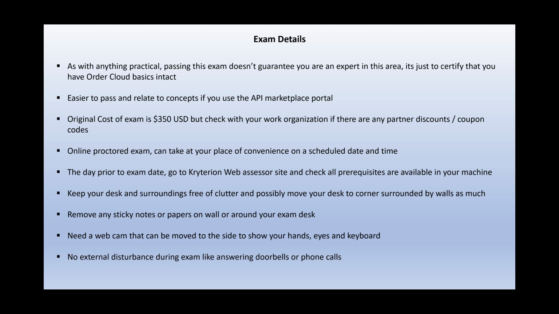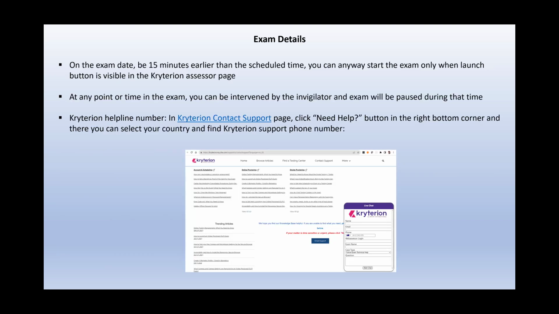So there should be no external disturbance or any doorbells. Ensure that somebody is there to handle those. Be there 15 minutes prior to the exam. You can log in through the Criterion web assessor like the other exams. You can launch the exam only 15 minutes prior; just 5 or 10 minutes prior, you'll get the launch button, you can click it, and then your exam gets launched. That's all the normal criteria with any other Sitecore exam, so the same thing is applicable here also.